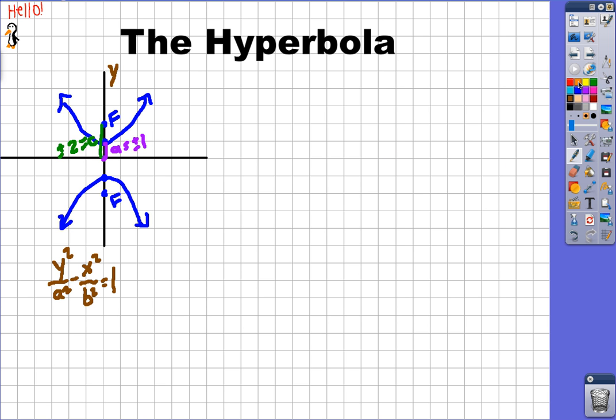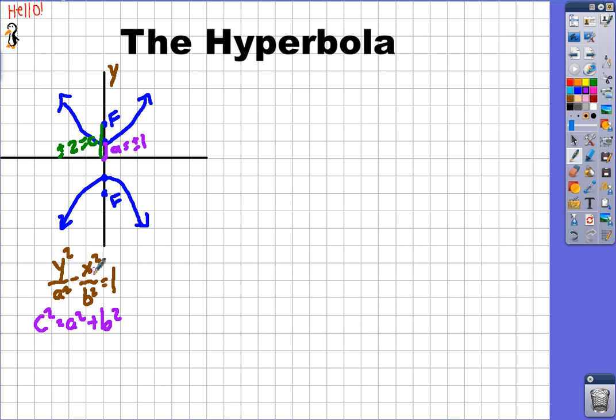So, as we know A, we need to know B. To find B, we're going to use the equation C squared equals A squared plus B squared. It's the way we remember the Pythagorean theorem.